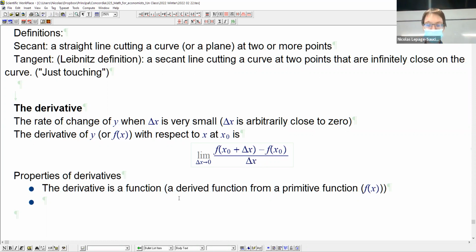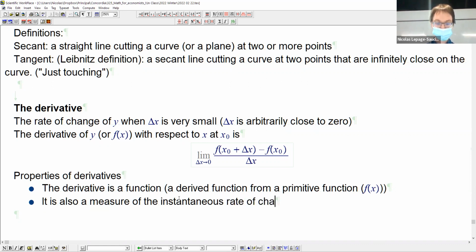Yes, so that's my second point. It is also a measure of the instantaneous rate of change. And because the instantaneous change is 0, what we care about is not the instantaneous change, it's the instantaneous rate of change.